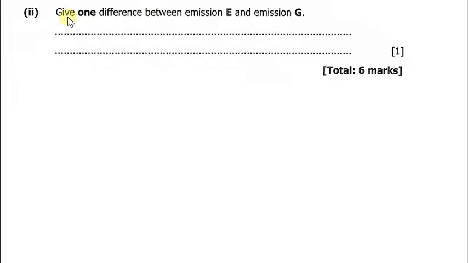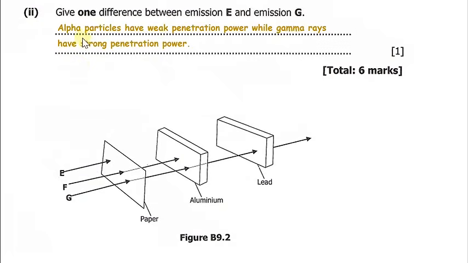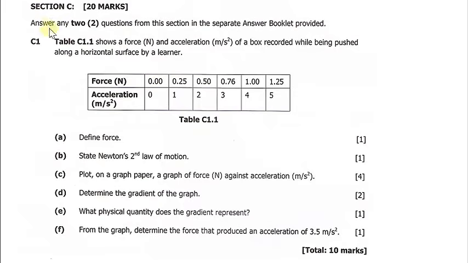Then we move to this one. Give one difference between E and G. So E is alpha, then G is gamma. So one difference is that alpha particles have weak penetration power, while gamma rays have strong penetration power. Yeah, so we move to the other one, section C, 20 marks.